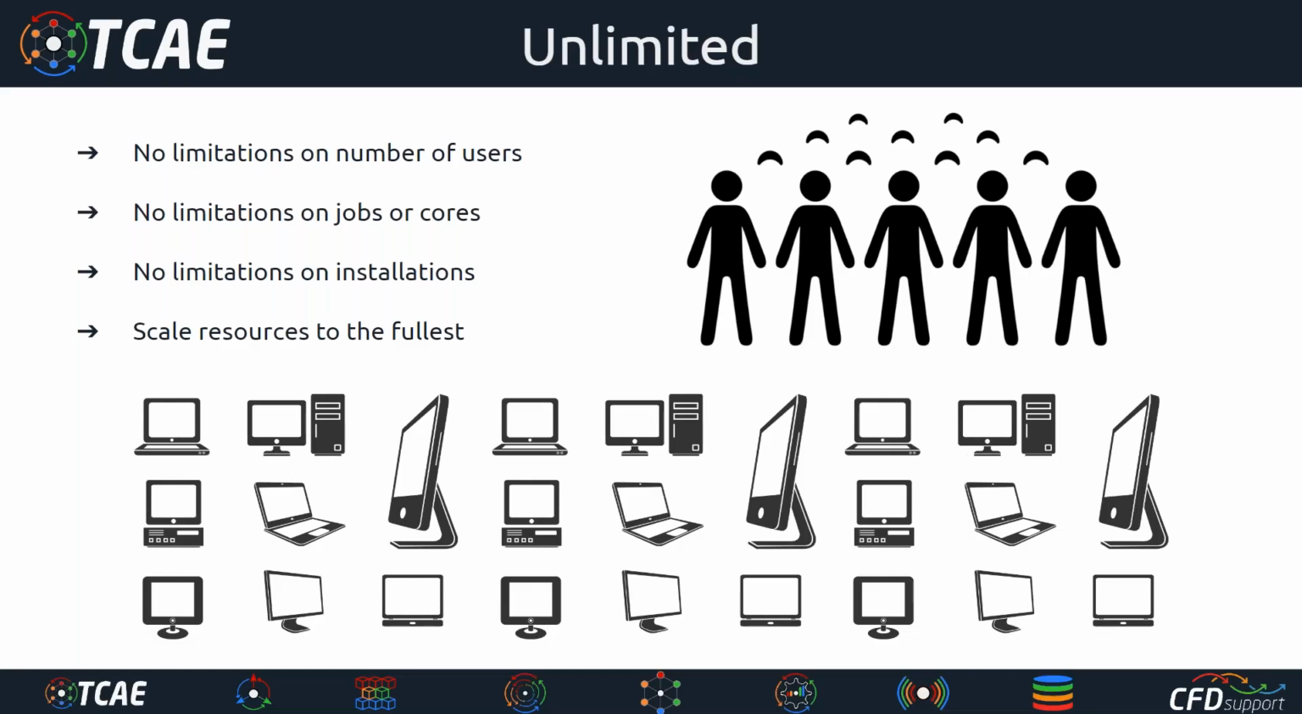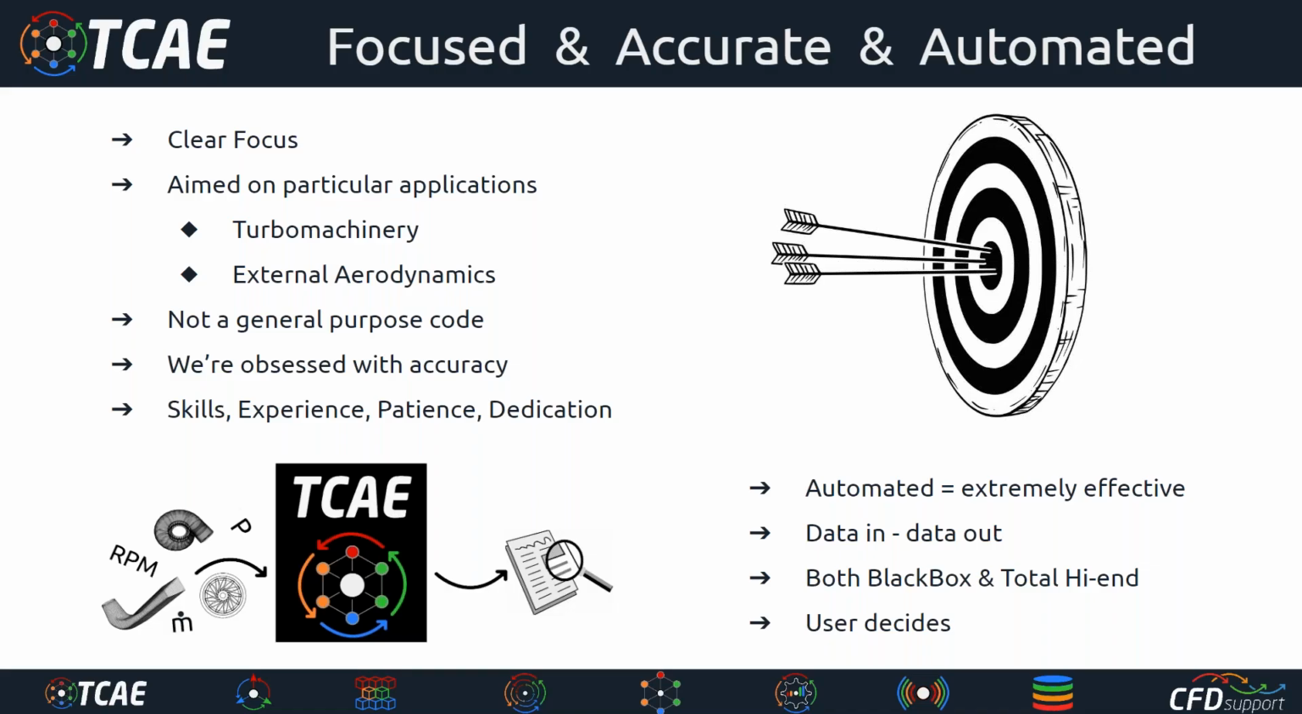Another very important principle is there are no limitations on the number of users, on number of jobs or cores, and there are no hardware locks. There are no limits on hardware installations. So the users can use TCAE to the fullest to scale their resources. That's very important. Another important principle is TCAE is focused. It's focused primarily on turbomachinery, like rotating machinery and rotating machines, and external aerodynamics.